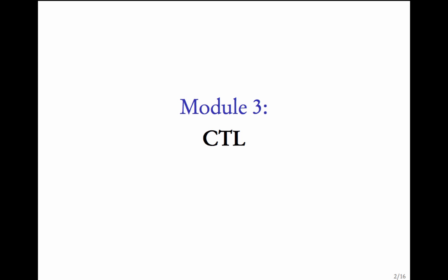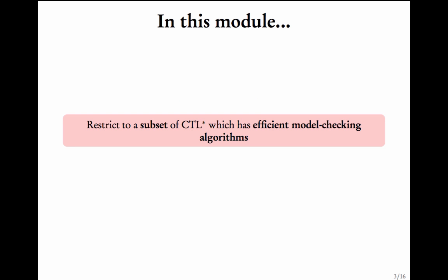In the last module, we have seen the logic CTL star. In this module, we will see yet another logic for talking about properties over computation trees. This logic is called CTL. CTL will be a subset of CTL star which has efficient model checking algorithms. So you know what CTL star is?